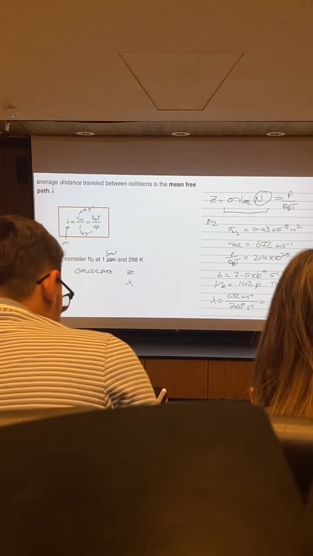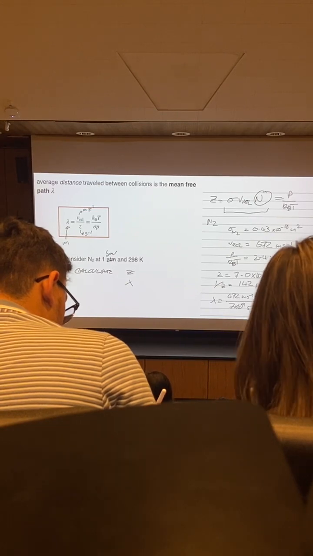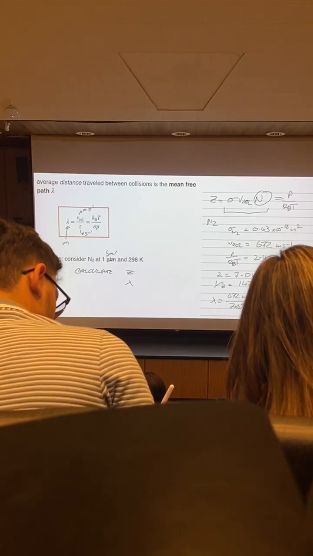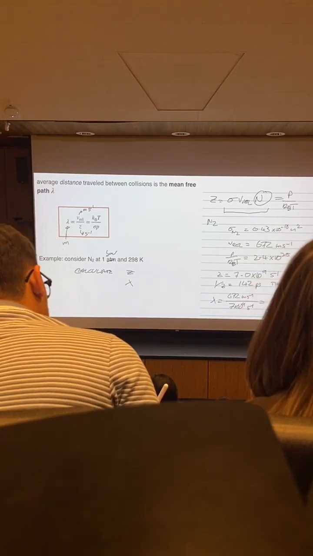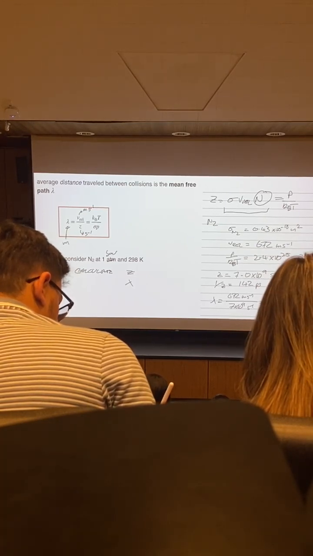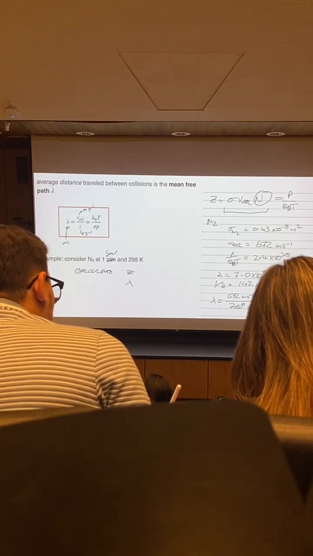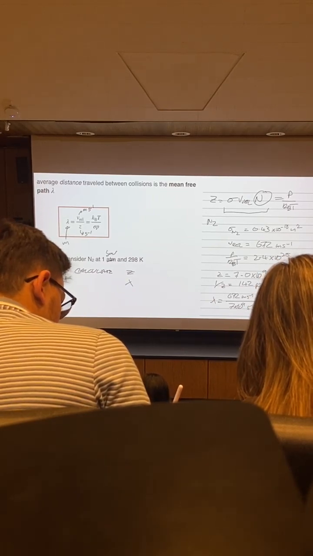A molecule of N2 at 1 atmosphere or 1 bar and 298 Kelvin undergoes a collision every 140 picoseconds, and it manages to travel about 100 nanometers before it encounters another molecule and undergoes a collision. On average, some collisions will happen with shorter time periods between them, but on average, that's the type of distance they'll travel and the time between them.